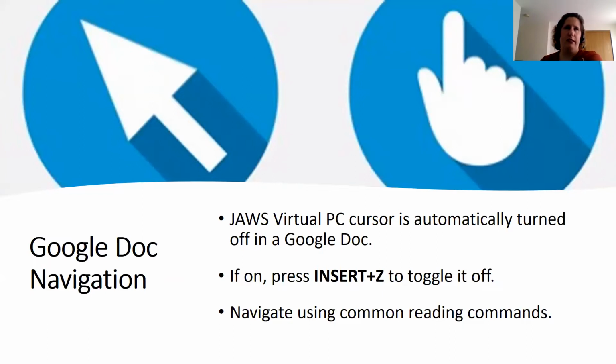If for some reason that doesn't happen, you can always press the plus key on the numpad, and it'll say PC cursor or virtual PC cursor. But if you press Insert Z, you can toggle that on or off. So if it's on, just press Insert Z, and that's a JAWS command to toggle that off. Then you can navigate as you would in a word processor. So I'm going to go ahead and share my screen, and then we're going to talk about some ways to navigate and understand the layout.